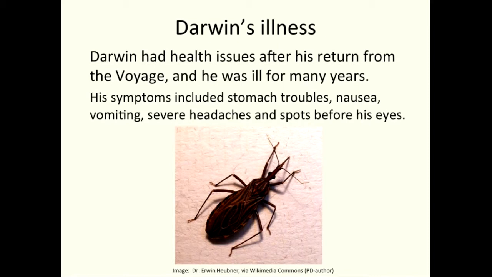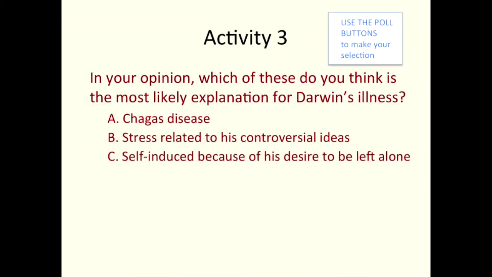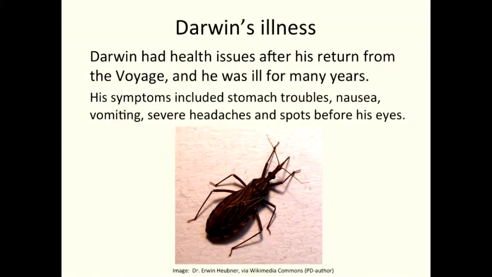There's been a lot of speculation about what that illness was, and he first became ill on a couple of those overland voyages, one in Argentina and then I think again in Brazil. He got quite sick, and so that bug that was on the last slide is a bug called the assassin bug, or it's got a couple of different names. It's a bug.